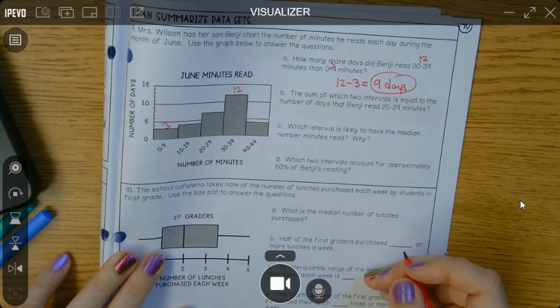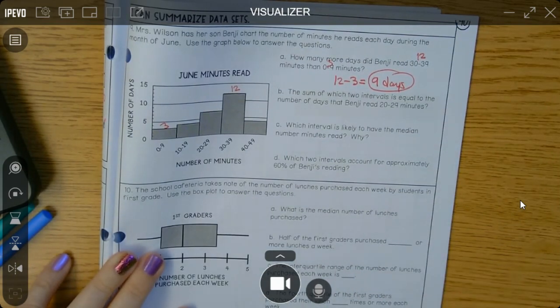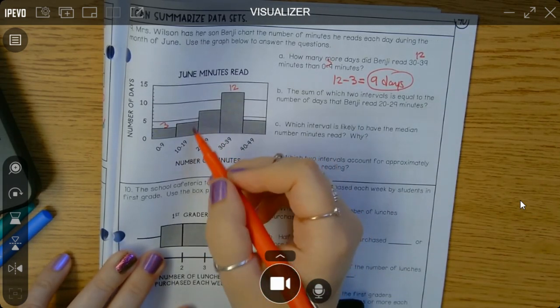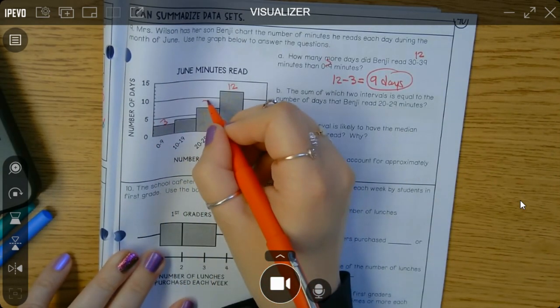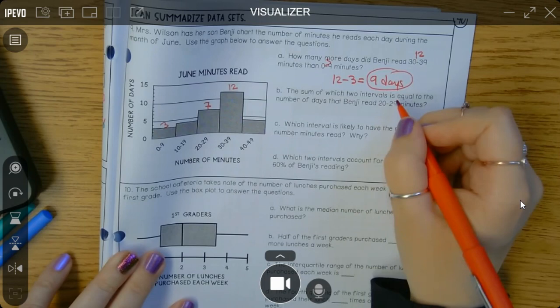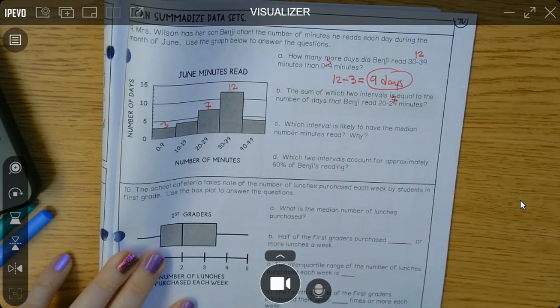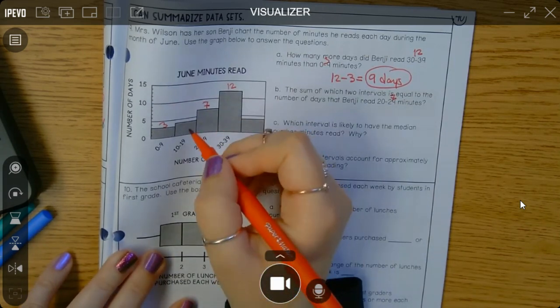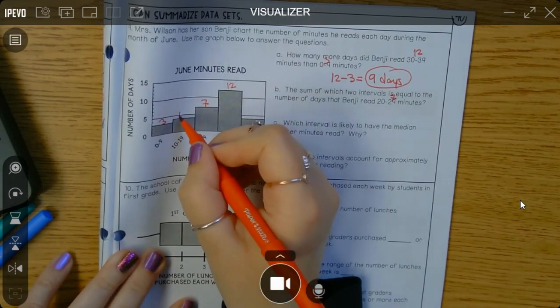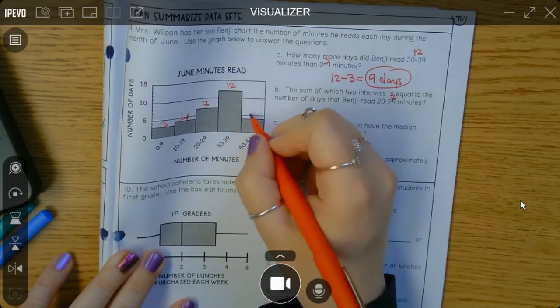So next one. The sum of which two intervals is equal to the number of days that Benji read 20 to 29 minutes? So if I look at this interval of 20 to 29 minutes, that is 7. Okay? So 7. Which two ranges also equal 7? So 2 together. Well, I need to find this one. That hits at 4, and that one also hits at 4.